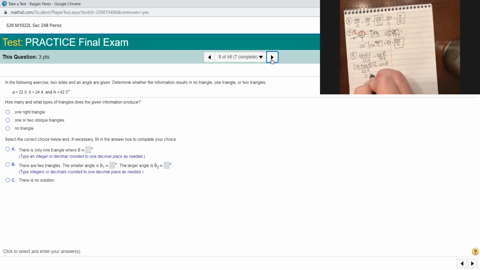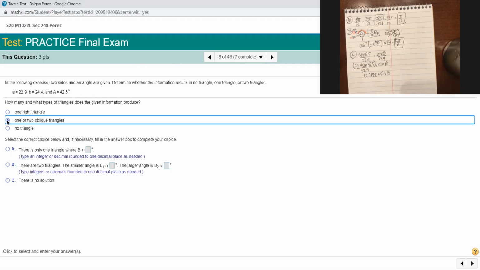And I got 0.7198, which that's me rounding, is sine of B. So since it's less than 1, it means we have 1 or 2 triangles. Remember, if it equals 1, it's 1 right triangle, and if it's bigger than 1, it's no triangle. So now I'm gonna just put this in sine inverse. So in my calculator, if you can see I have that decimal, I'm just gonna hit sine inverse that answer. It's gonna tell me that B is 46 degrees. This is round to 1 decimal place, but I can't. So I'm just gonna put in 46.